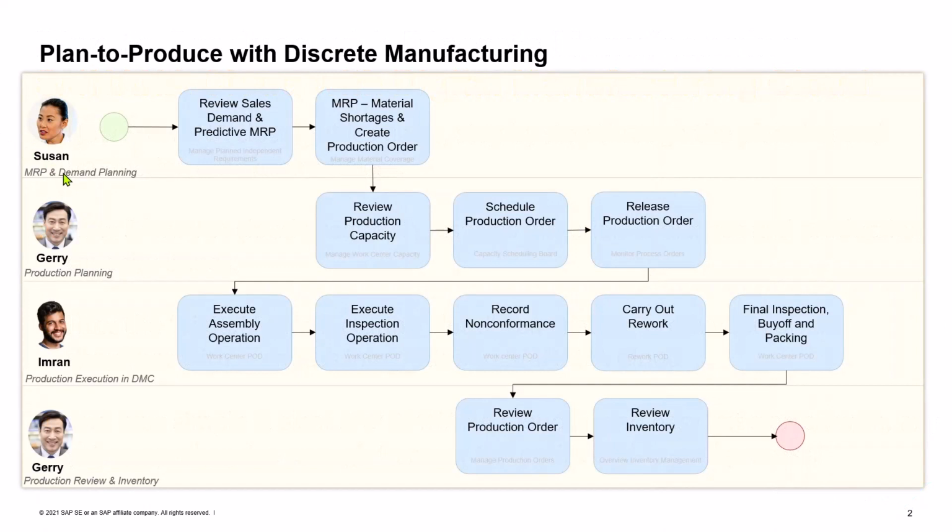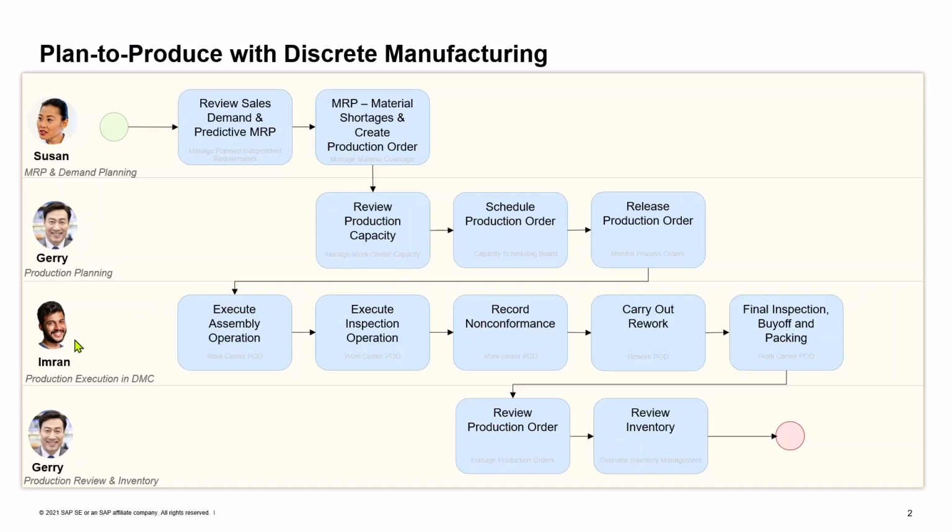We'll start with Susan, who is in charge of MRP and demand planning. Firstly, she'll resolve some capacity issues based upon the demand plan using Predictive MRP, followed by using MRP to create a production order and resolve material shortages. Then we move on to Jerry, who's our production planner, who will review the production capacity, schedule the production order, and release the production order.